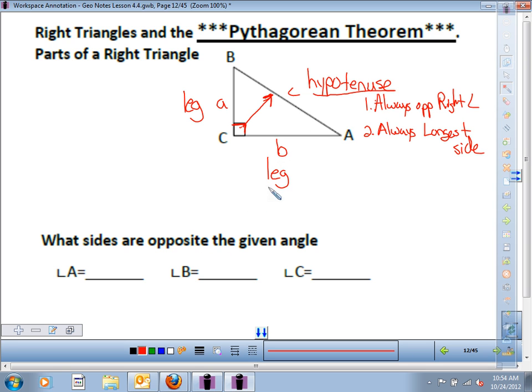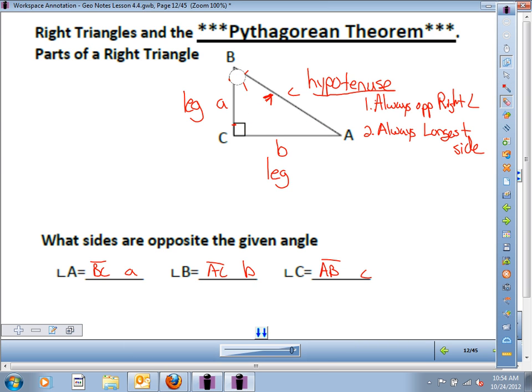So if we look at this triangle, what sides are opposite of the given angle? Here's angle A. What side is opposite of that? Well, we called it BC, but we're also going to call it little a. If we go to angle B, what side is opposite of that? Well, that would be AC, or we could also call it little b. And then angle C, the side that's opposite of that would be AB, or we could call it little c. You're going to see me draw those arrows a lot in here, and you need to be able to find what side is opposite of this angle and this angle. Important things right there.